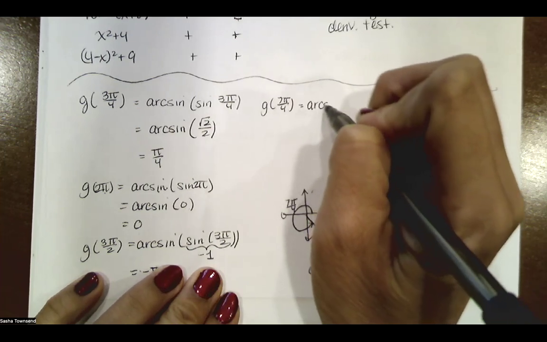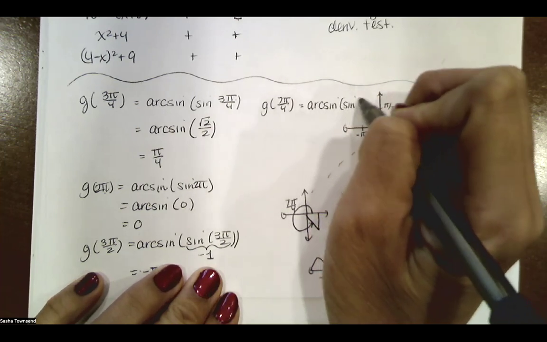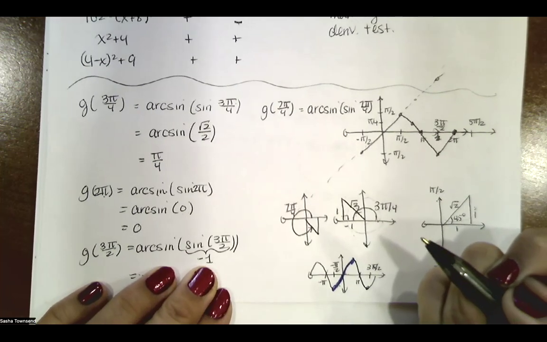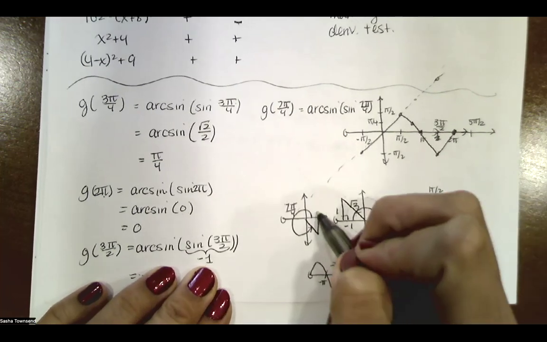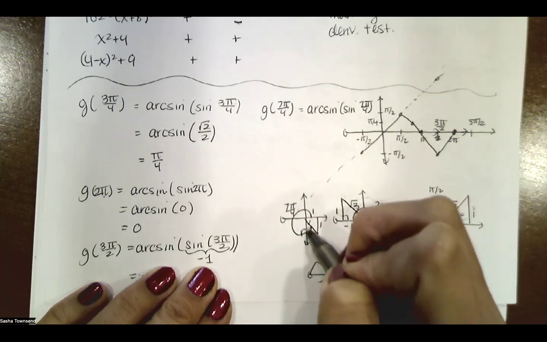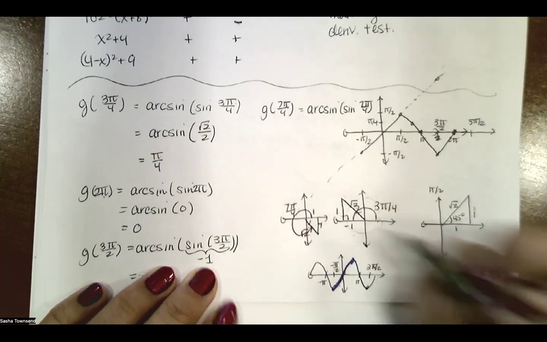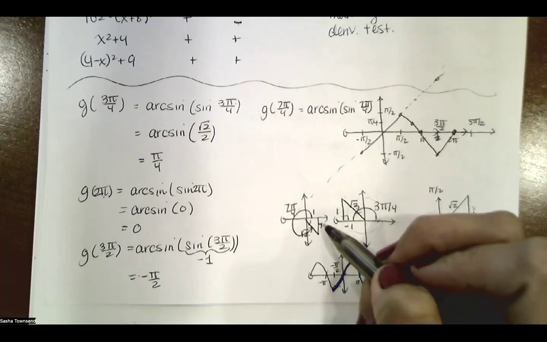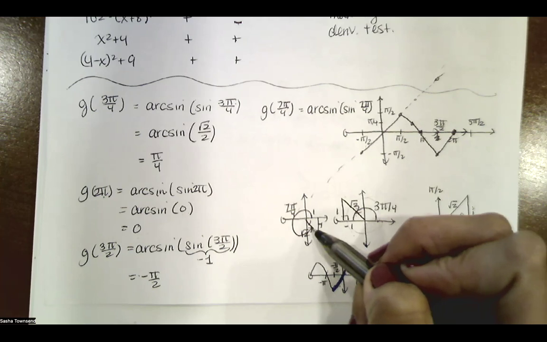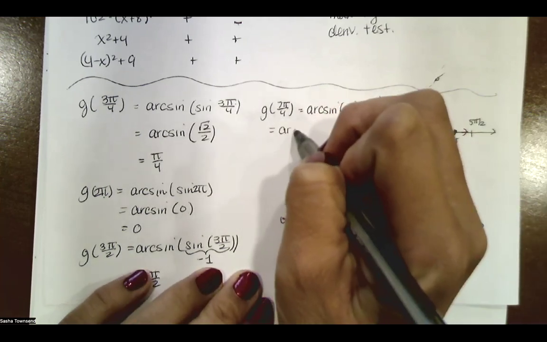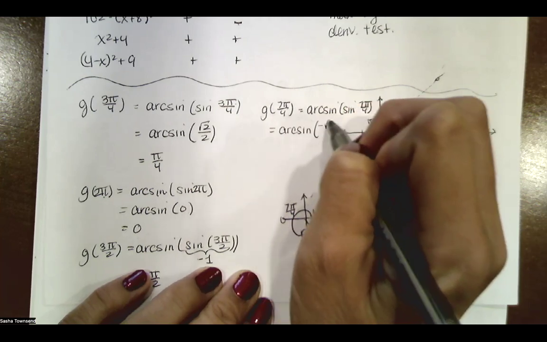I say, well, what's the arc sine of the sine of 7 pi over 4? Well, first I find the sine of 7 pi over 4. Well, that's a reference angle of 45 degrees. So I have a 1, 1, square root of 2 triangle. My y value is negative. My x value is positive. The r value is always positive. And so we have a sine of opposite over hypotenuse. So it's going to be negative 1 divided by square root of 2. Or if you prefer, we'll rationalize, and we have negative square root of 2 over 2.